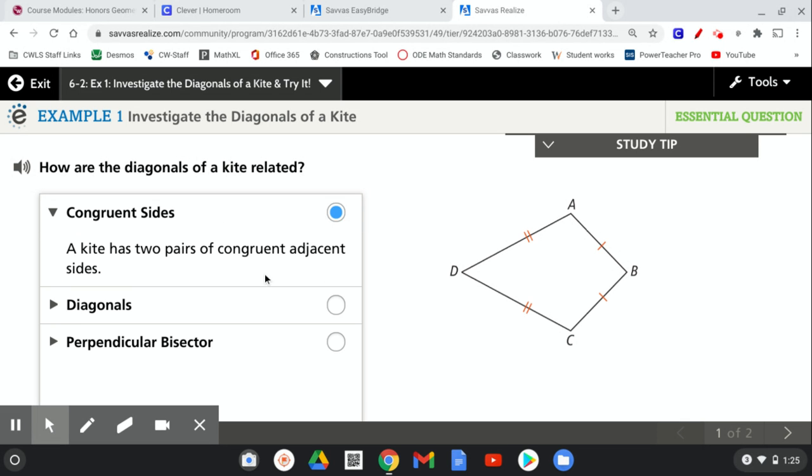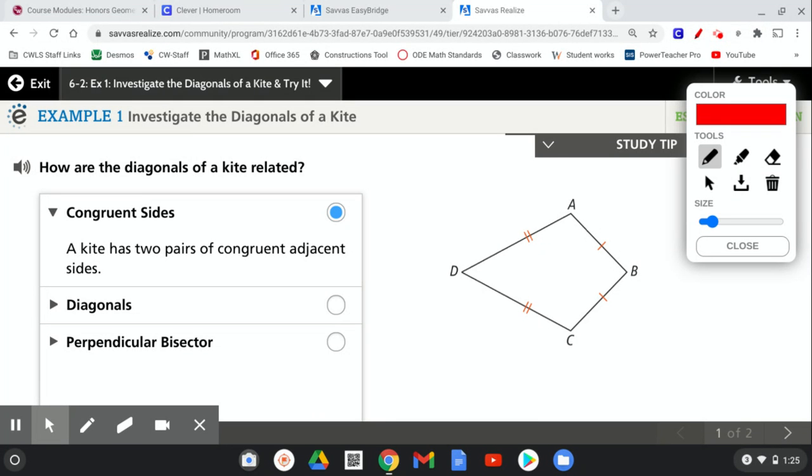And then in a kite, we're going to have two pairs of congruent, and it says adjacent, which just means next to it, okay? Two pairs of congruent adjacent sides. So AB is congruent to BC, and then CD is congruent to AD, okay? So go ahead and put that in your notes. Make sure you draw that.